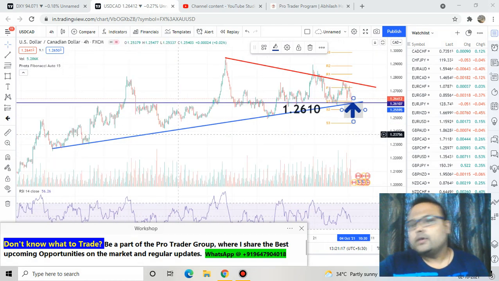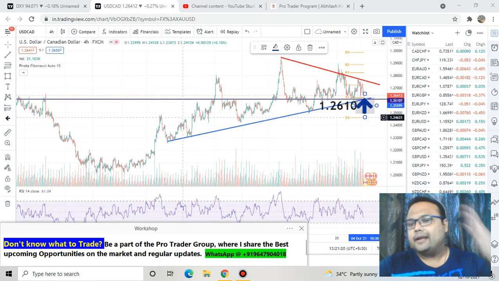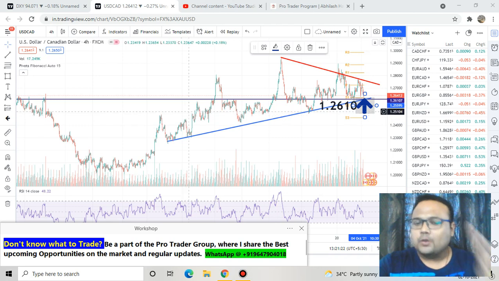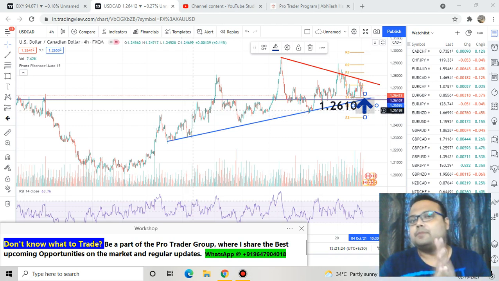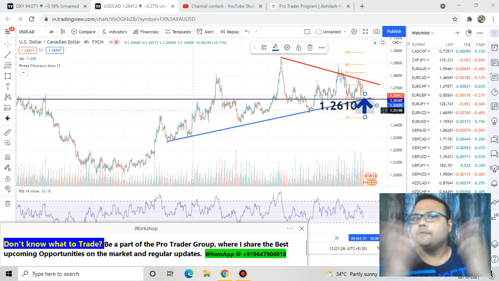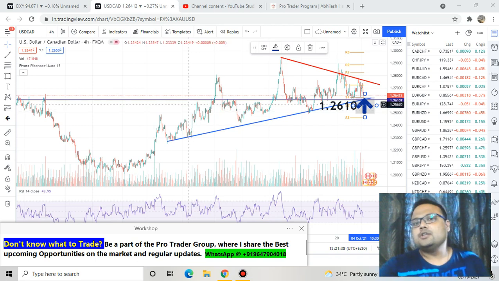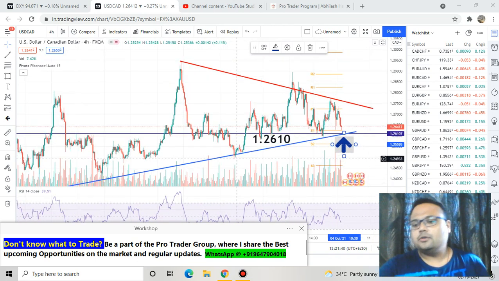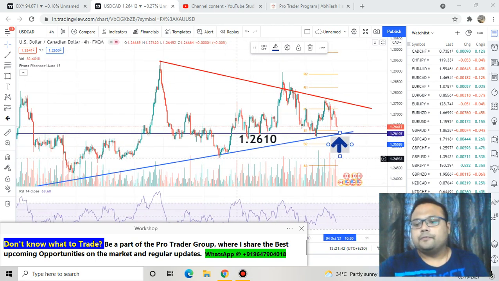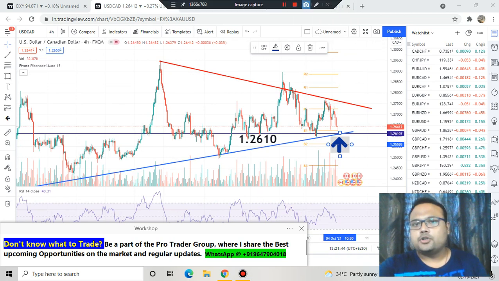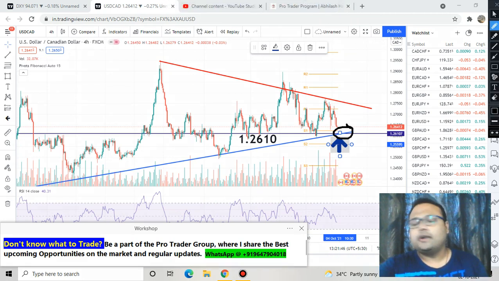If we look at the overall trend of the market here, we can clearly see that USD CAD has been in an uptrend for the last couple of days, for a couple of weeks. And as we all know, the basic rule of the market says follow the trend. Follow the trend means if a market is in an uptrend, we should mainly look for buying opportunities, and if a market is in a downtrend, we should mainly look for selling opportunities. So USD CAD is in an uptrend, which makes this particular portion of the market very lucrative for us.